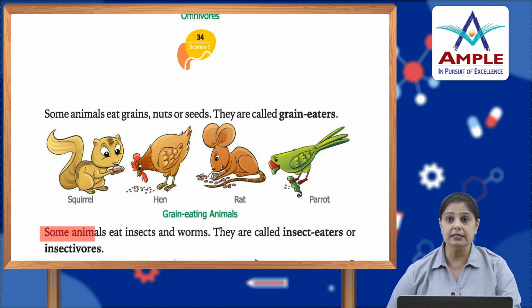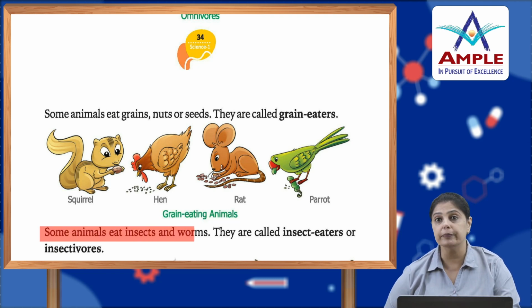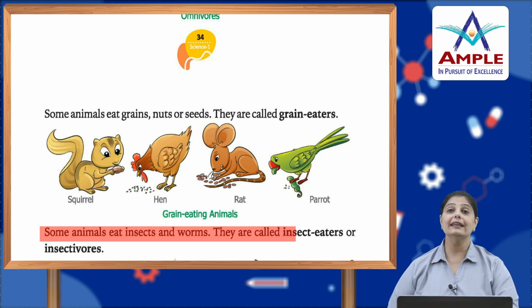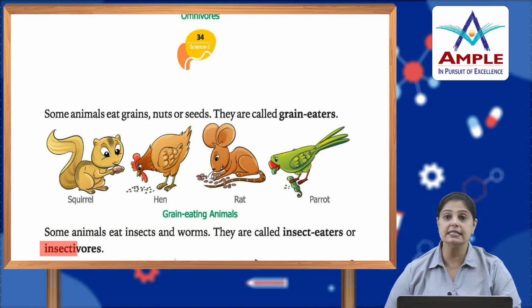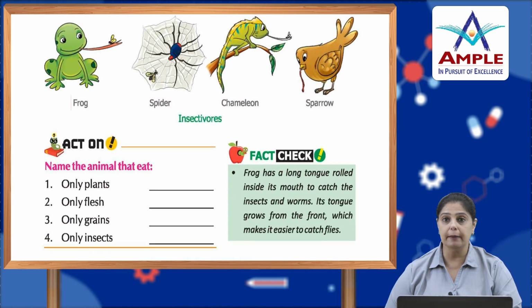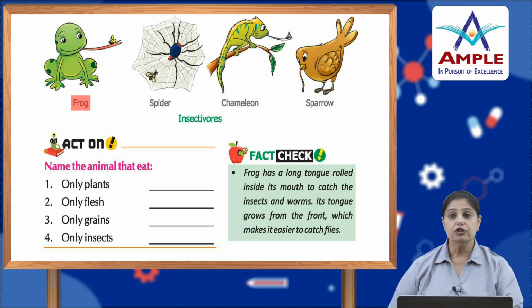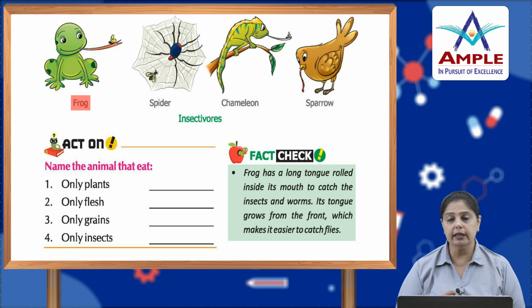Now, some animals eat insects and worms. They are called insect eaters or insectivores, for example, the frog. Children, you know this frog has a long sticky tongue. Whenever it sees an insect, it slips its tongue out of the mouth and grabs hold of its prey. It grabs hold of that insect and swallows it.